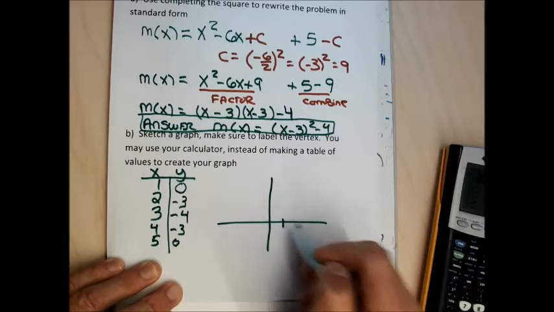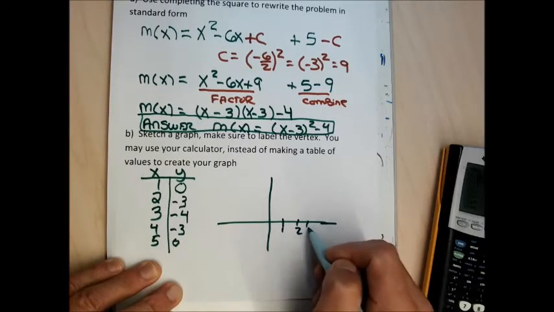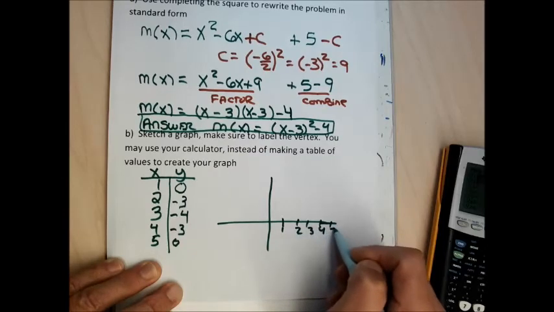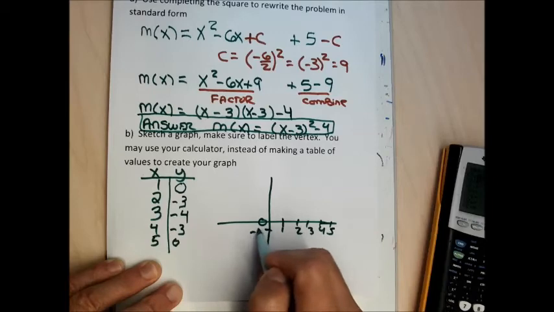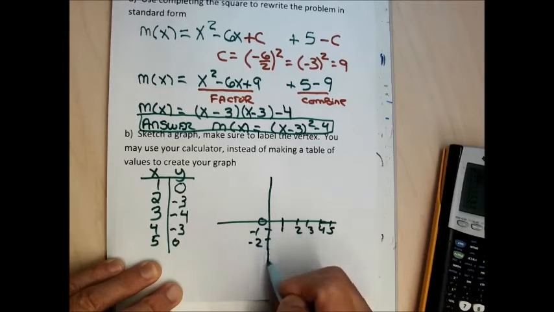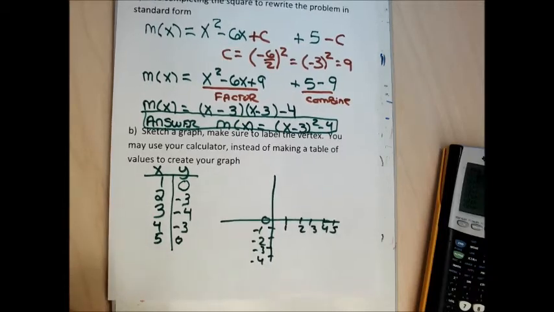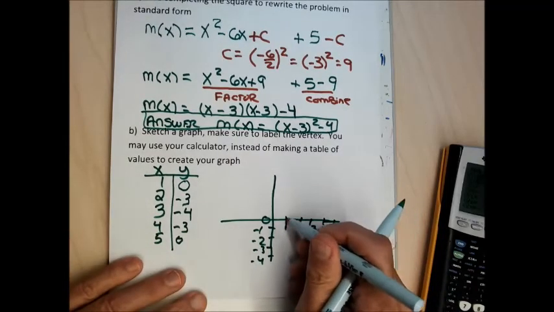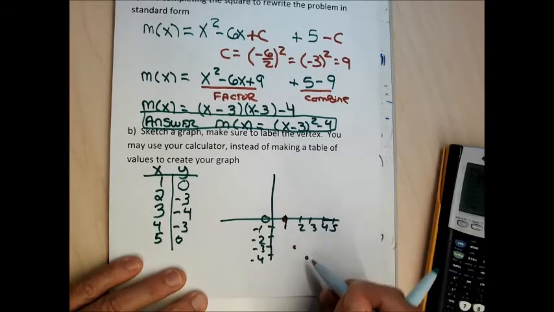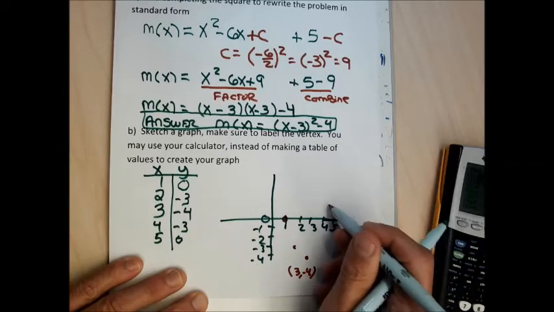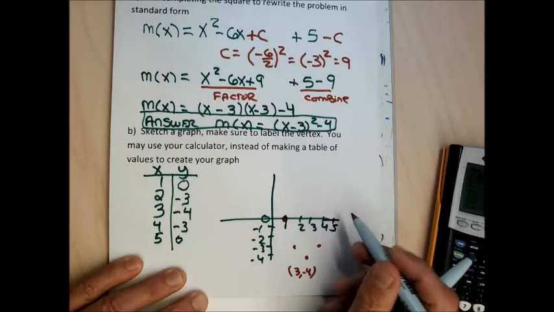So on the x-axis, I need the numbers 1, 2, 3, 4, and 5. And on the y-axis, I really only need 0, negative 1, negative 2, negative 3, and negative 4. I'm making my table of values. I'm going to plot the point (1, 0), (2, negative 3), (3, negative 4) is the vertex, so I'm going to label the vertex. I have a habit of doing that. (4, negative 3), and (5, 0).